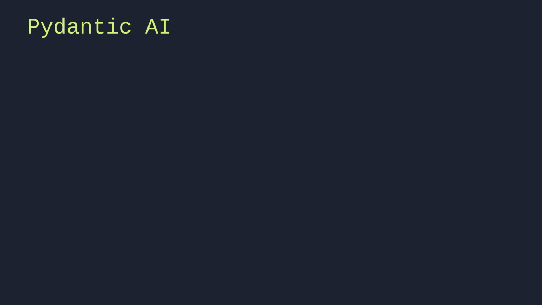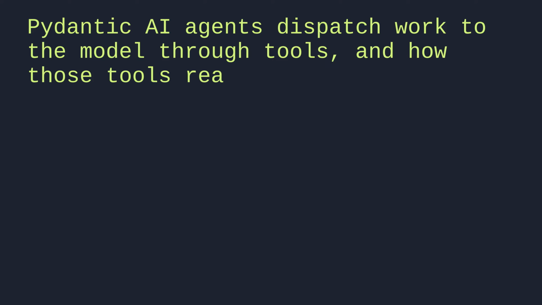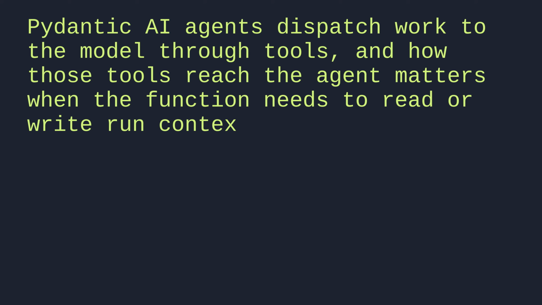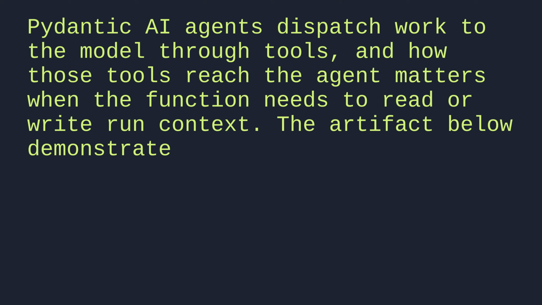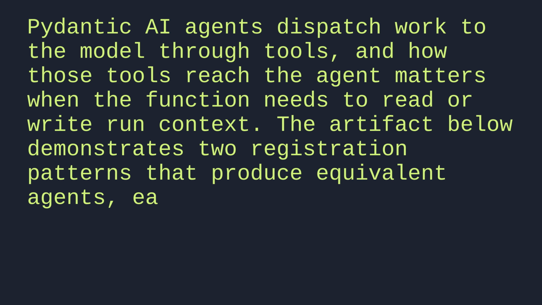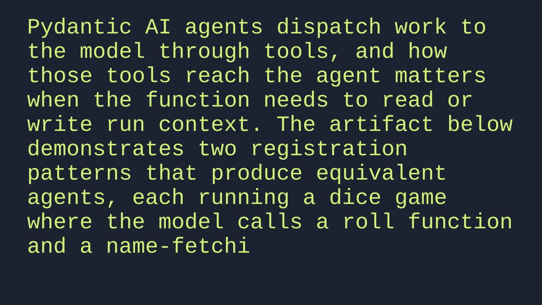Pydantic AI agents dispatch work to the model through tools, and how those tools reach the agent matters when the function needs to read or write RunContext. The artifact below demonstrates two registration patterns that produce equivalent agents, each running a dice game where the model calls a roll function and a name-fetching function.